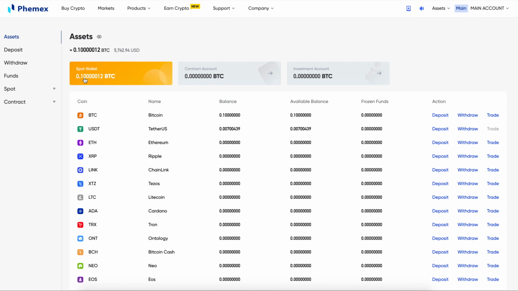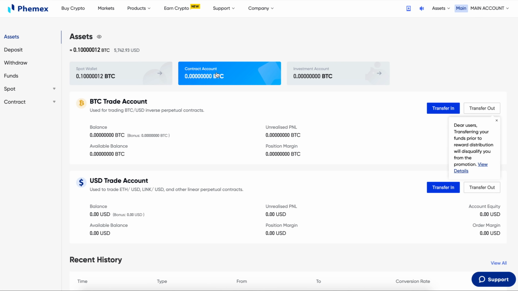So you can see right here, we have 0.1 Bitcoin in our spot wallet, but we have nothing in our contract account. So if you just want to trade on spot, this is fine right here. But if you want to trade using leverage, you're going to have to deposit to your contract account. So click on here and you'll see you have a BTC trade account used for trading Bitcoin USD inverse perpetual contracts, or you have your USD trade account. So if you're just using Bitcoin, then you can deposit to the Bitcoin trade account. But for literally any other crypto, you're going to have to deposit into your USD trade account.